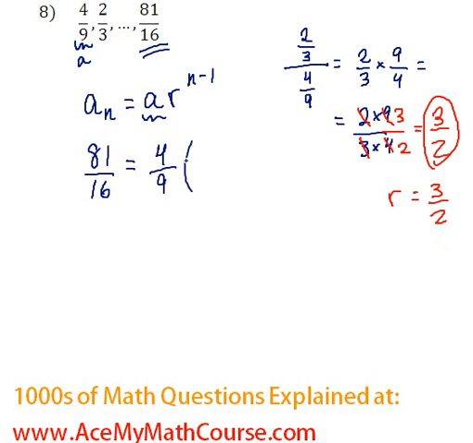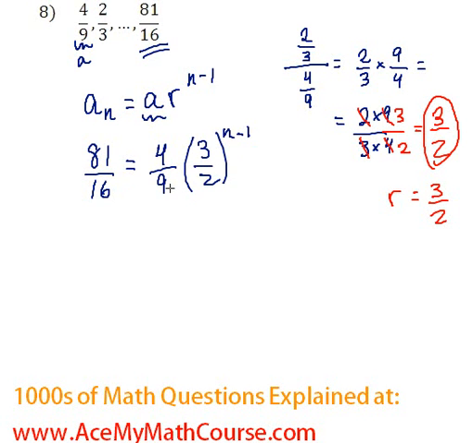Fantastic. Now I can plug in, actually, I wrote 2 over 3, but I meant 3 over 2. Sorry about that. Big mistake there. And now we want to solve for n, right?